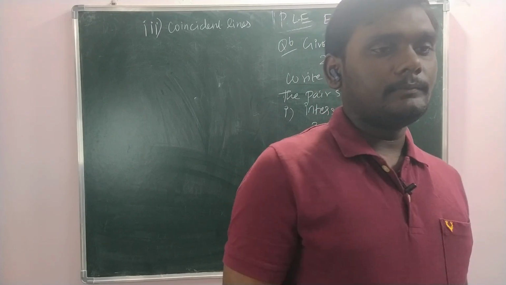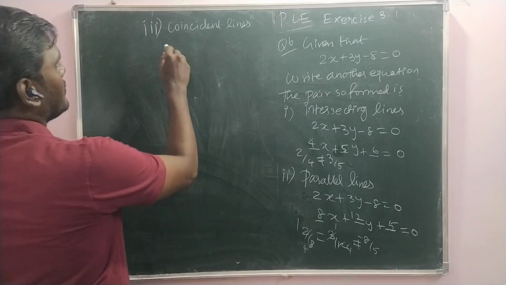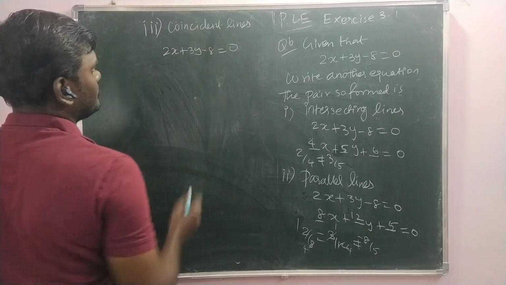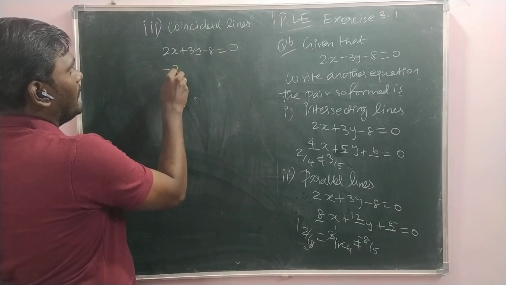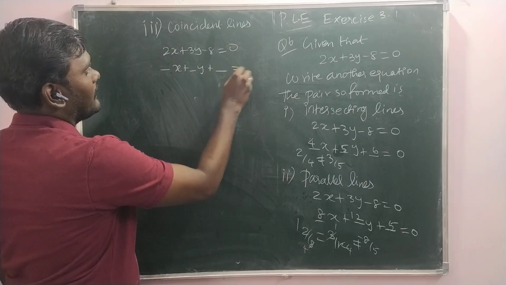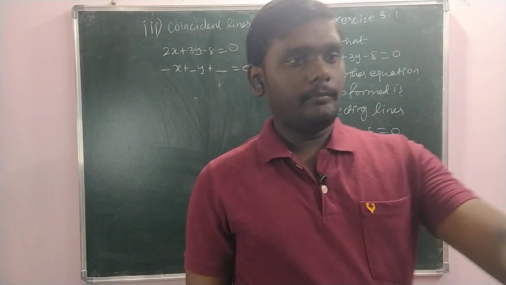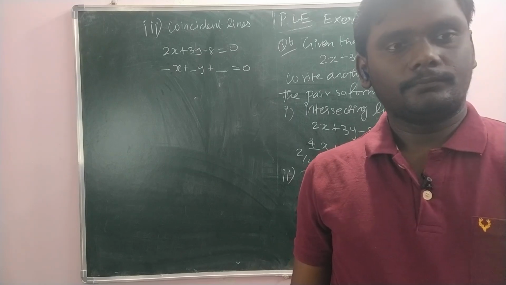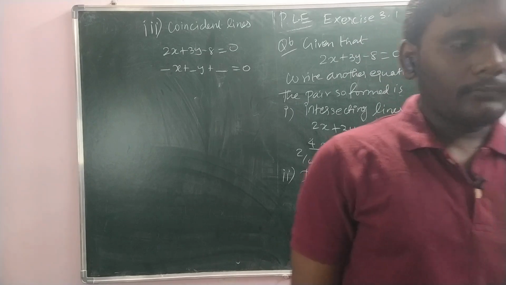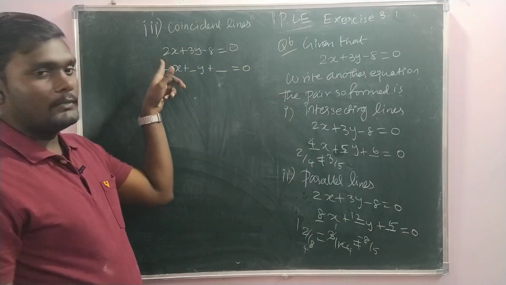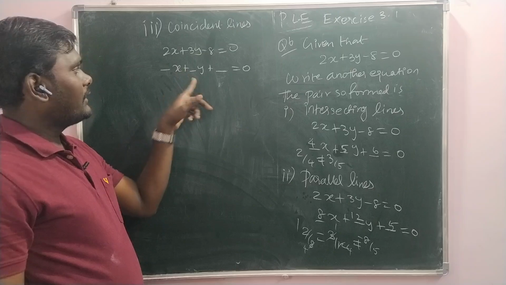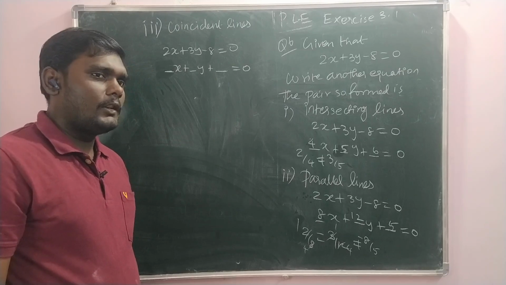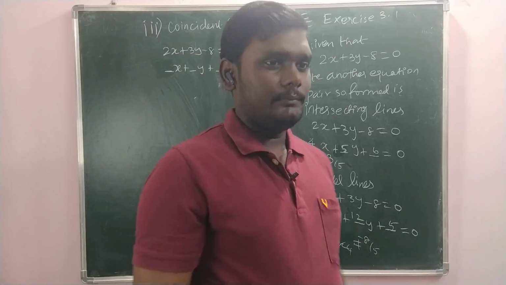For coincident lines, again we have to write the equation. That is 2x + 3y - 8 = 0. We write a1 dash x plus b1 dash y plus c1 dash equals 0. Here, see, the same equation we have to write. We have to get all the ratios equal.